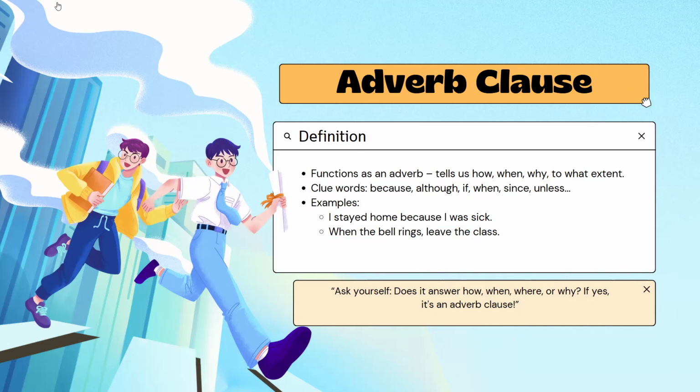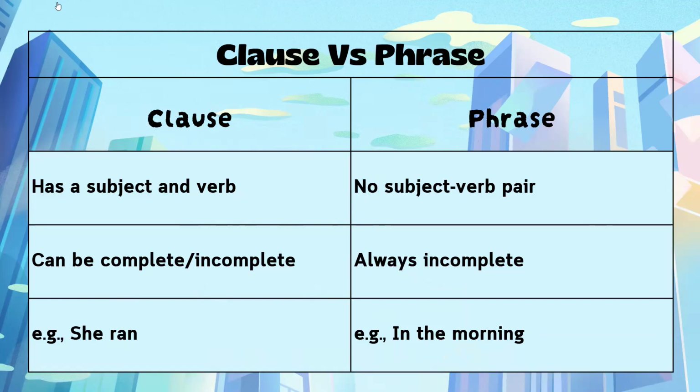So let's quickly compare clauses and phrases. A clause has both a subject and a verb. It may be complete or incomplete, whereas a phrase is just a group of words without a subject-verb combination. For example, she ran is a clause because it has a subject and a verb, whereas in the morning is a phrase because it does not have any subject-verb combination.